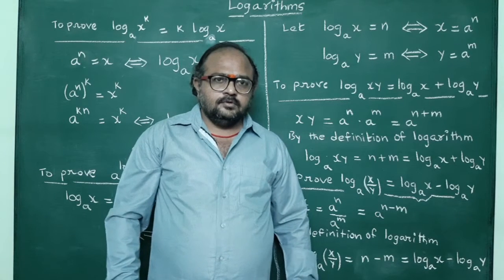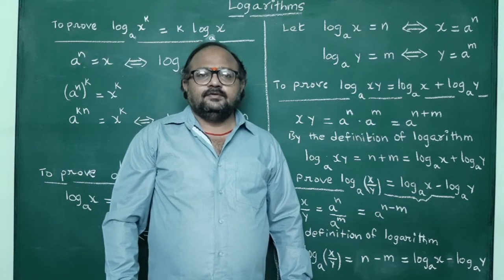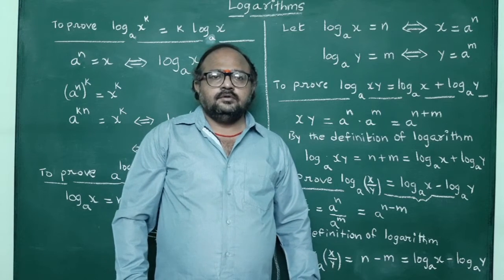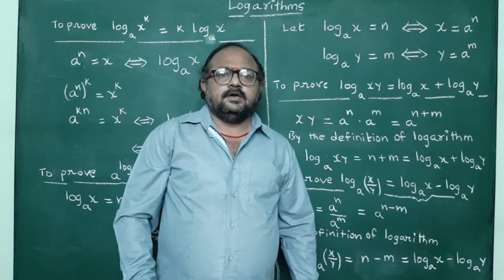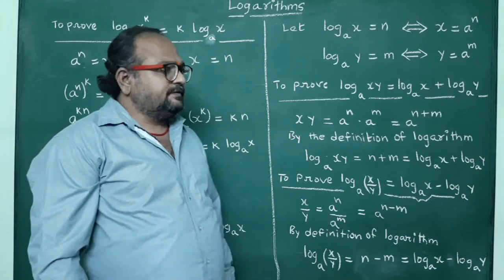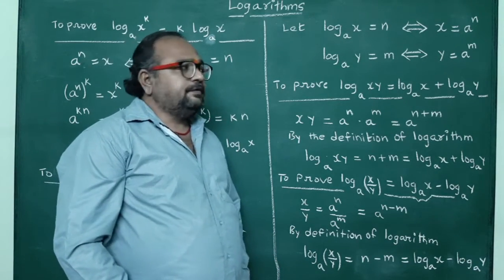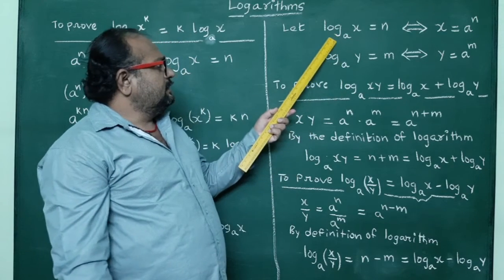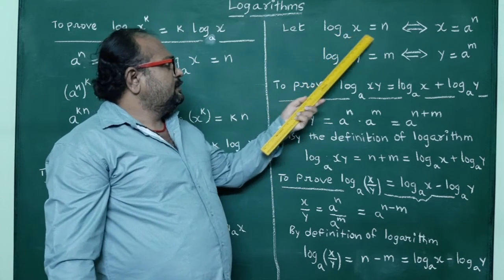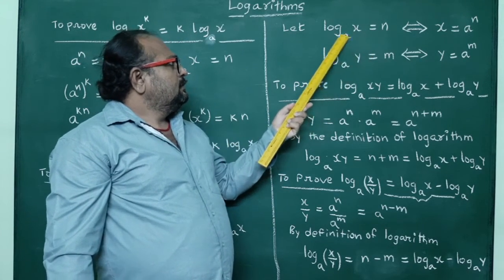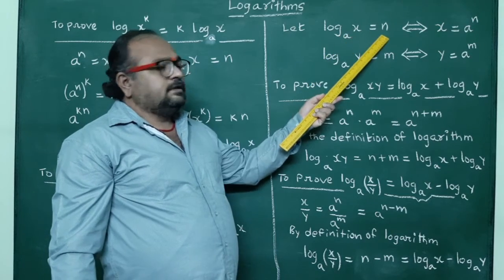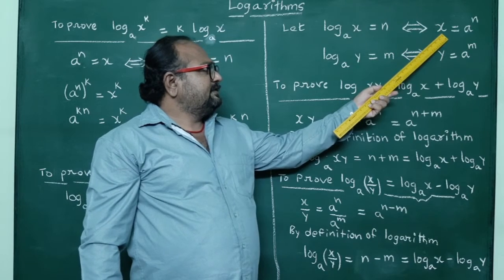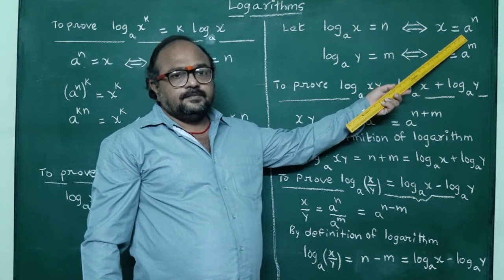Welcome. Today we discuss some basic properties of logarithms and how the properties are derived. Now let us consider the definition of logarithm. We know the definition of logarithm: log x to the base a equal to n. If log x to the base a equal to n, then we can write it in the exponential form x equal to a power n.